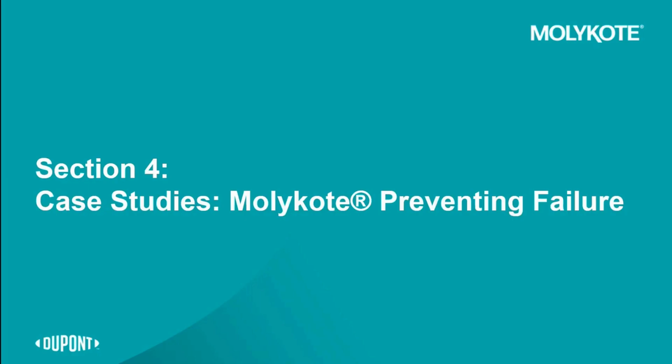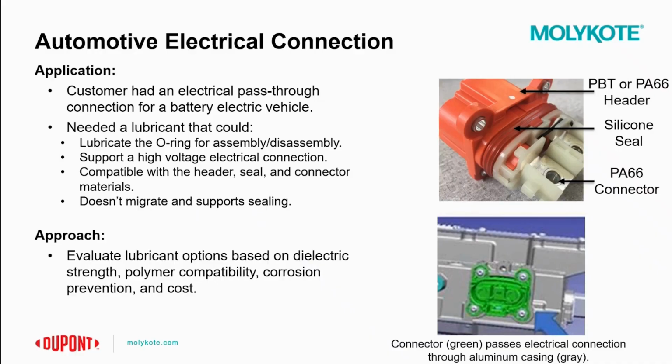Now that we've covered how lubricants can impact both protection and performance, I'd like to show a few real-world examples of MOLYKOTE products in electrical applications. In this example, we're going to be talking about an automotive electrical connection, in this case, for a battery electric vehicle. Specifically, the piece serves as a pass-through connection to the inside of an aluminum casing.